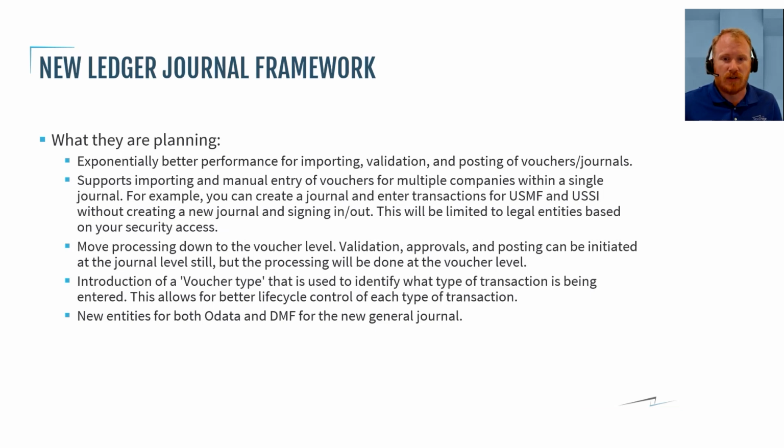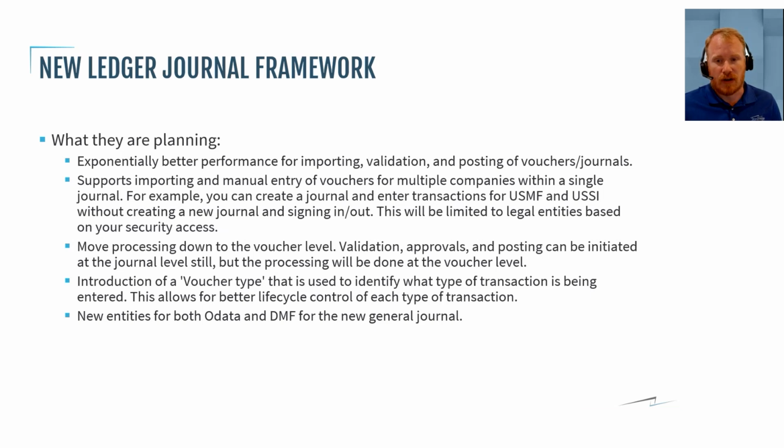Within the ledger journal framework, the new framework that's coming is basically going to give us a lot better performance for importing, validating, and posting. It's going to support manual entry of vouchers for multiple companies within a single journal. And they do actually plan to limit this to legal entities that you have security access to. Processing the journal is moving down to the voucher level. So all the validations and approvals and posting can still be initiated up at the header, but the actual processing is going to happen down at the voucher level.